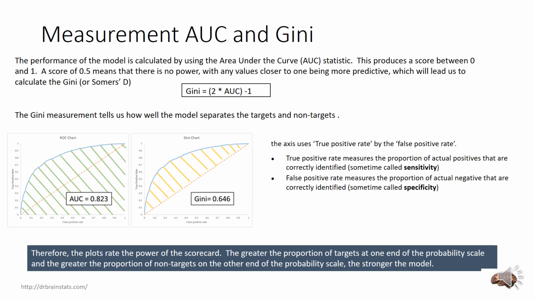The area underneath the curve produces a score between 0 and 1, and a score of 0.5 means that there's no power. With any values closer to 1 means it's stronger. And then the most common used measurement technique is called the Gini, or sometimes the Somers' D. The Gini measurement tells us how well the model separates the targets and non-targets. And this is an example of the graphs. As you see, for AUC, it is all of the chart. With the Gini chart, it's just the area above the line.